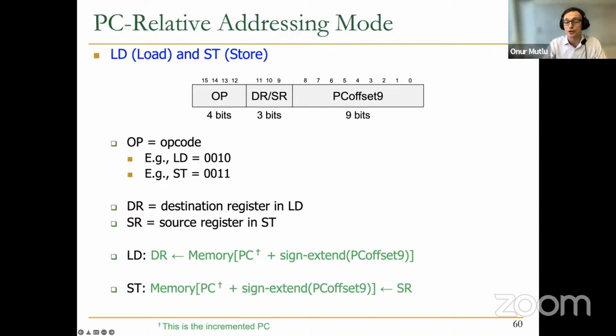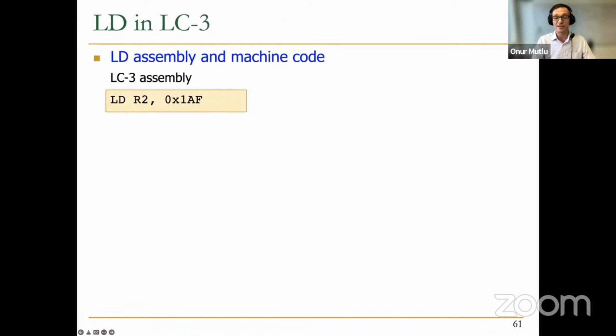The same is true for store, basically. Store calculates the address exactly the same way. It goes to the memory location, and basically writes the value of the source register to that memory location, as opposed to loading the value from the memory location to a destination register. So now you have one addressing mode. And let's take a look at how this is executed.